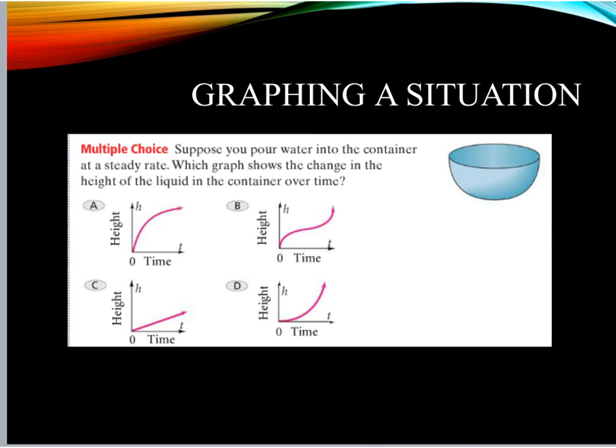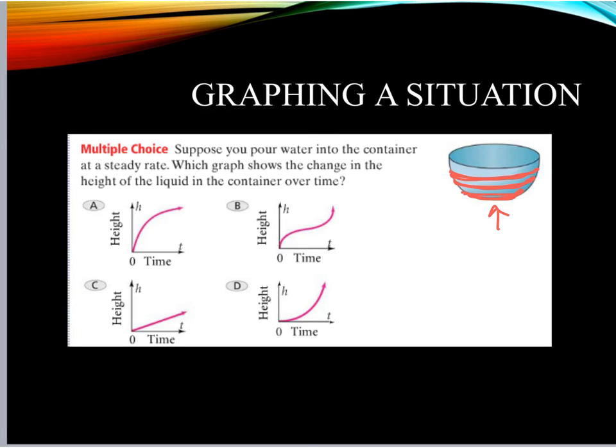So for our next example, it says, suppose you pour water into a container at a steady rate. Which graph shows the change in the height of the liquid in the container over time? So this right here is our container over time. So if you think about this logically, as we fill this container, it's going to fill up pretty fast at the bottom because the bowl is narrower at the bottom. As we get fuller, our bowl is going to get wider and wider as time goes on.